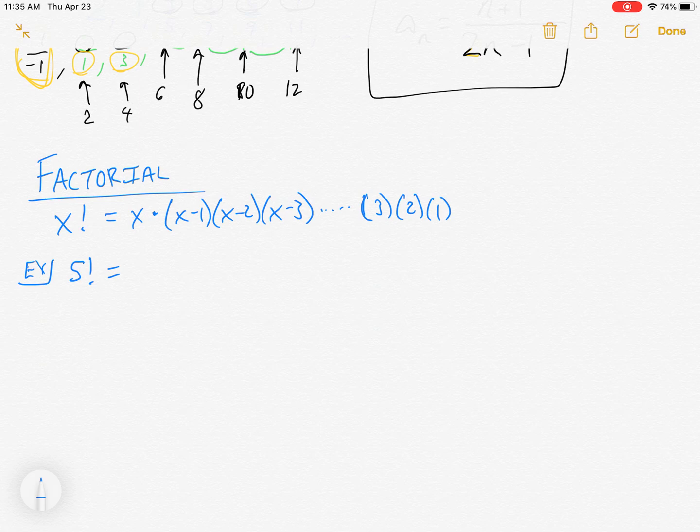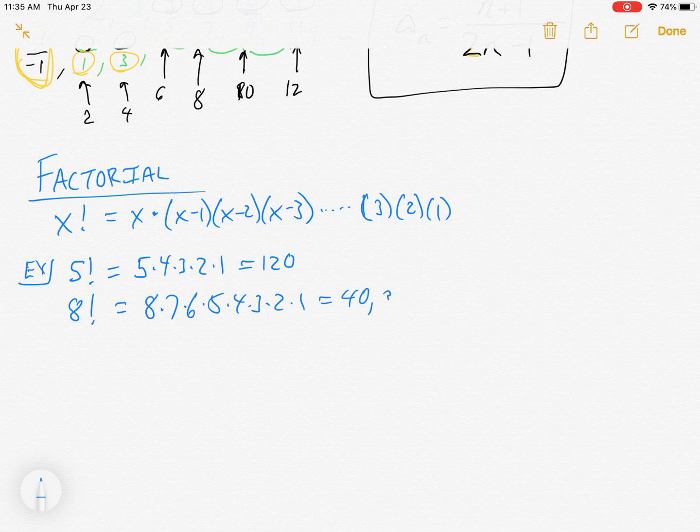Hit 5. If you have a TI 83 or 84, you're going to hit math. I think it's the 4th option down, factorial. After you hit math, maybe you have to go over to probability. I think that's right. Yeah, probability, 4th one down. This means 5 times 4 times 3 times 2 times 1, which is, let's see, 2, 6, 24, 120.